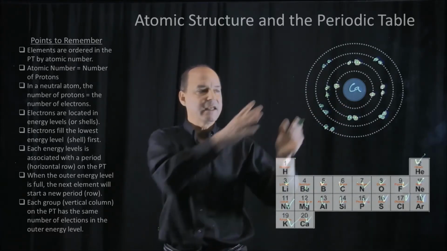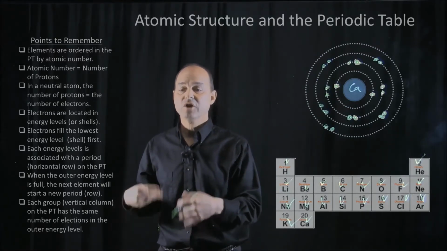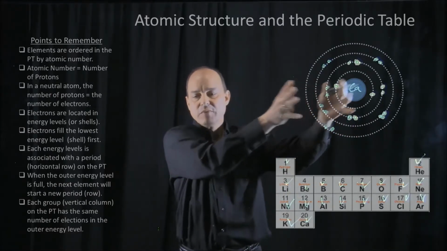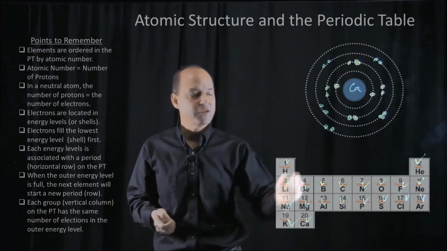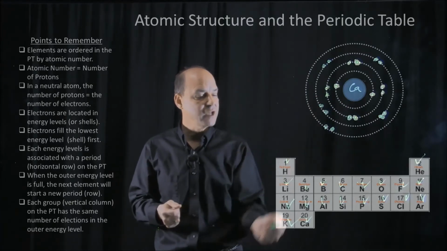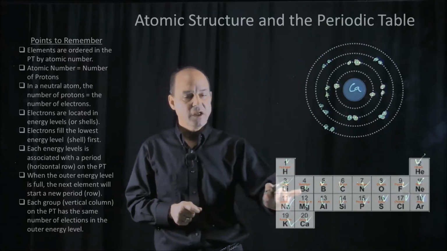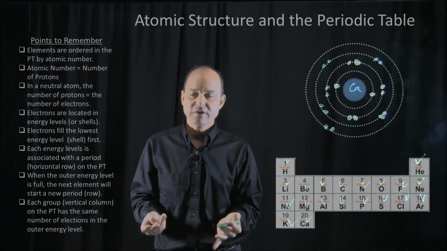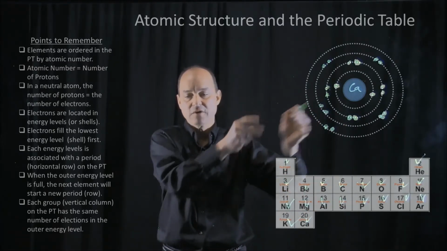Electrons are located in energy levels or shells. I use that term interchangeably. Electrons fill the lowest energy level first. Always start at the lowest energy level and build outward. Energy level is associated with the period or horizontal rows. I have 1, 2, 3, 4 energy levels shown in my scrunched up periodic table here. When the outer energy level is full, the next element will start a new period or row or outer shell.